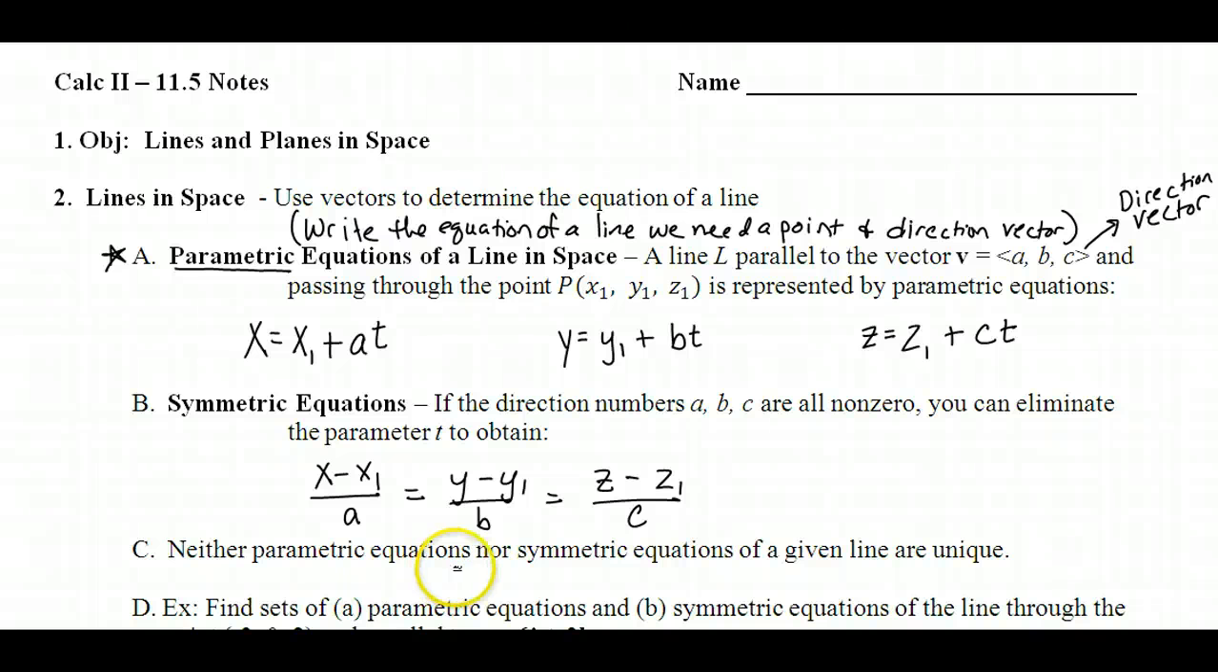Neither parametric equations nor symmetric equations of a given line are unique. What that means, if they're not unique, is that there can be more than one correct answer. There's not one unique answer to this. So this means that there can be more than one correct answer.